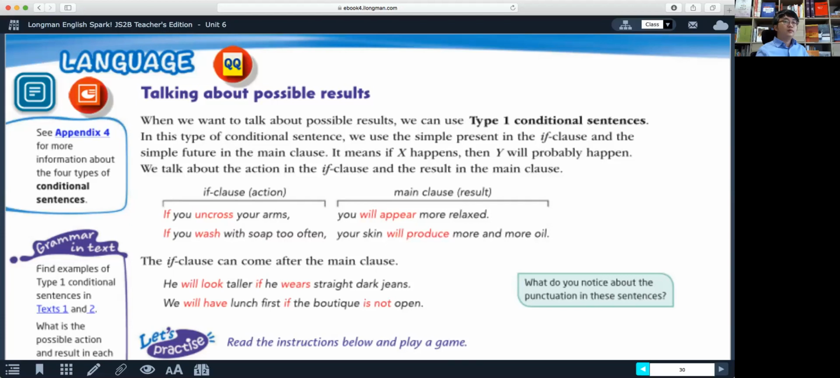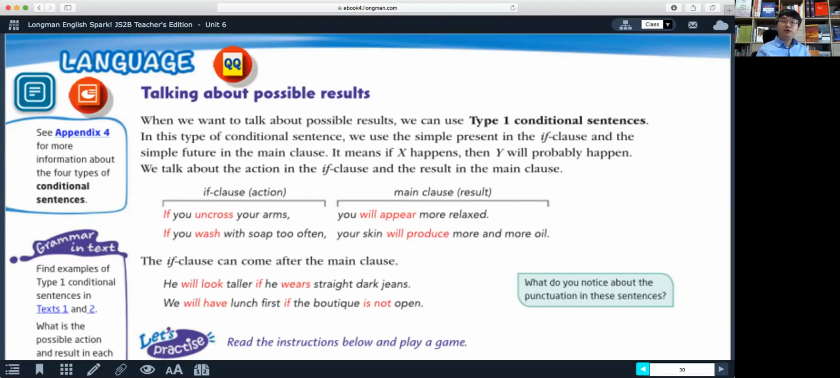In this video, we are going to learn how to form type 1 conditional sentences. Now, please take out your book and turn to page 30. Let's look at here. So we use type 1 conditional sentences to talk about possible results.